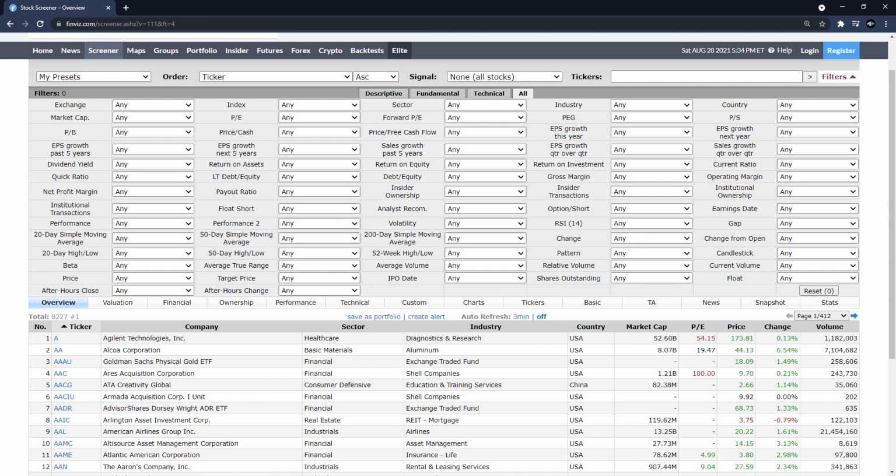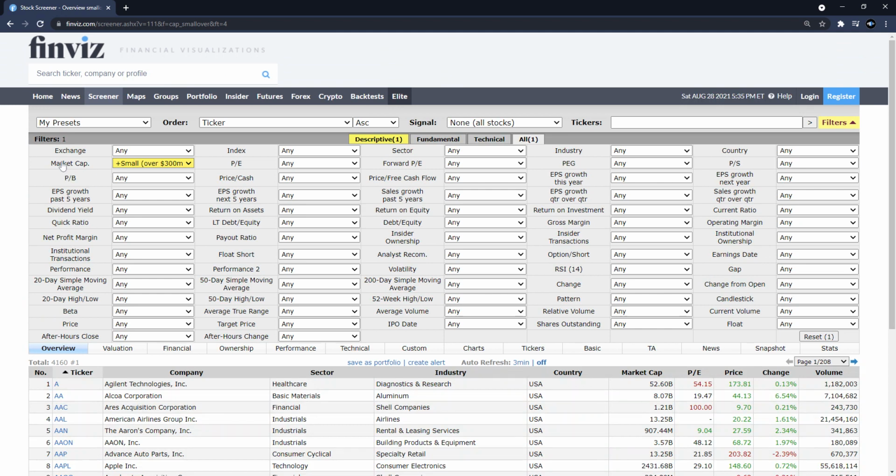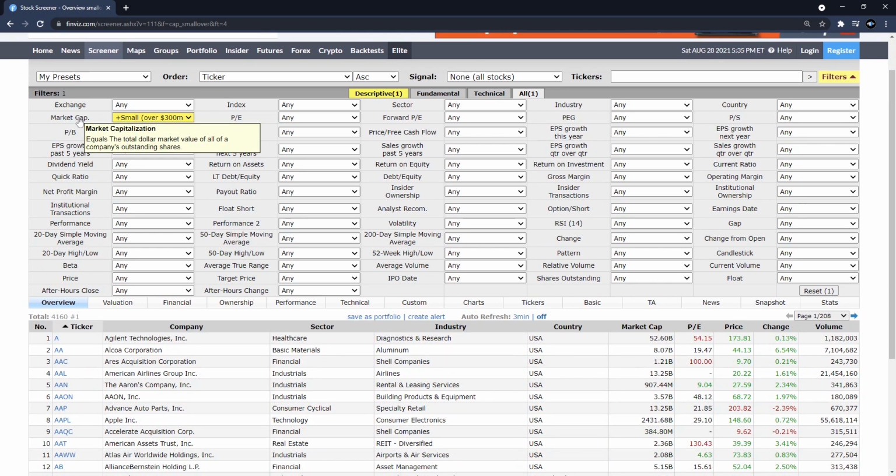First of all, what I personally fill out is the market cap. The market cap equals the total dollar market value of all of the company's outstanding shares. For the market cap, I want it to be small and above, over 300 million. That's it for the market cap. I think you already know the deal, as it says, it equals the total dollar market value of all the company's outstanding shares.